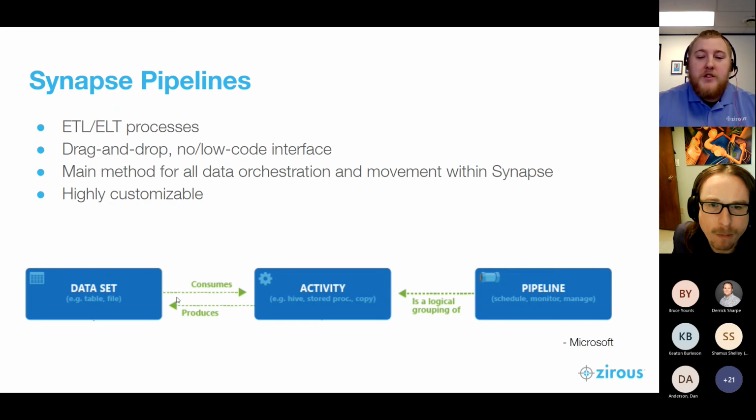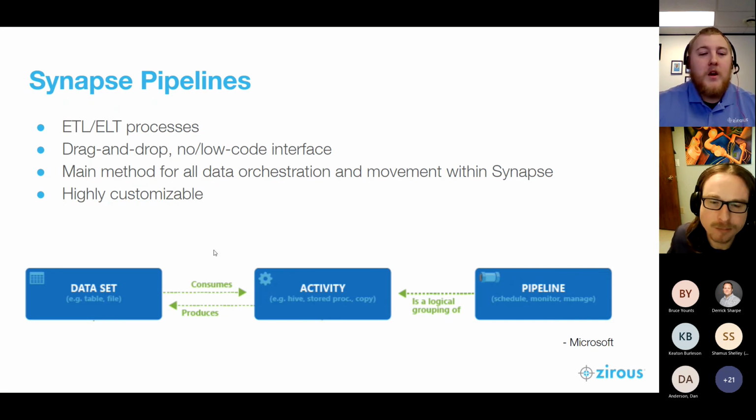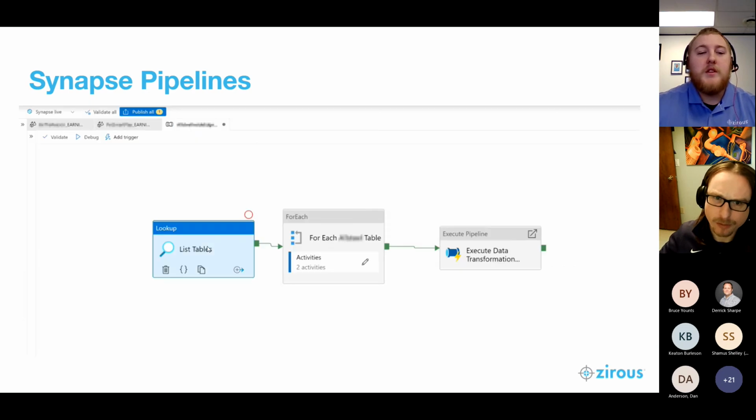Well, pipelines are just groups of activities, and these activities can be anything from looking up tables to actually performing complex ETL processes like loading data in, cleaning it up, and then processing it to move it forward to the relational data store or a farther zone in the lake. So to give an example of what these look like, we can see a pipeline with 3 activities. If you can go to the next slide, please.